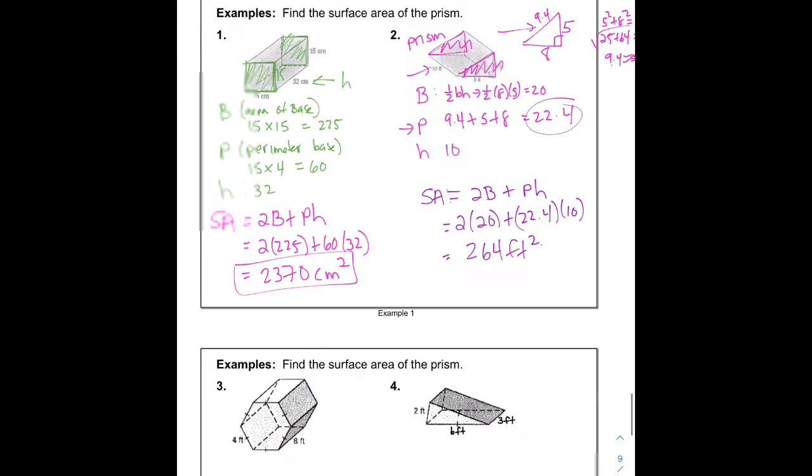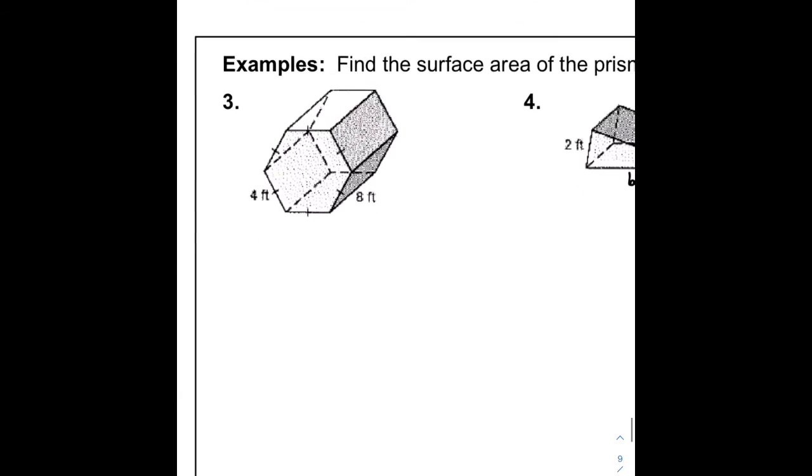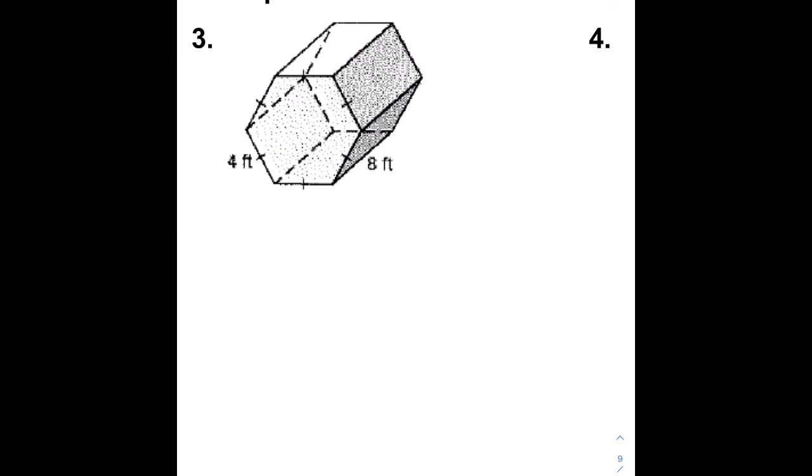All right, the next two, the surface area of a prism, these are more complicated because your bases are not nice, neat rectangles. In this case, we have a hexagon. So, again, this is a hexagonal prism because I have a hexagon base and there are 2 of them.